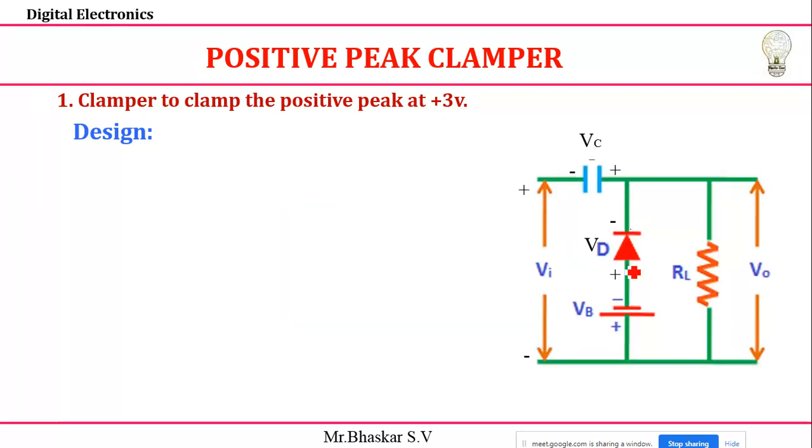First you need to connect the cathode, next the anode, next the negative-positive power supply. I'm going to connect it here and add a capacitor. So our main intention is this circuit. From this circuit, the positive peak of 3 volts I need to clamp. That is my intention. Let's move on to the design.